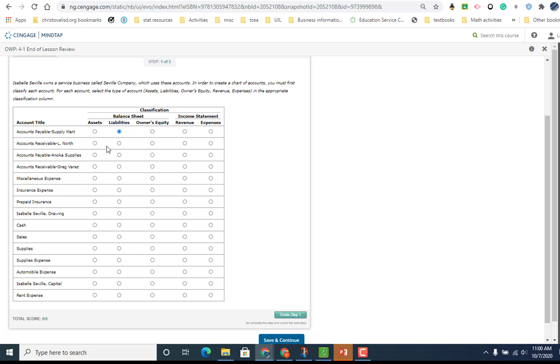So accounts receivable is an asset. Accounts payable is a liability. Expense account goes all the way over here to expense. Insurance expense, all the way over here to expense. Prepaid insurance, that's an asset. Drawing account is an owner's equity. Cash is an asset. Sales is a revenue.